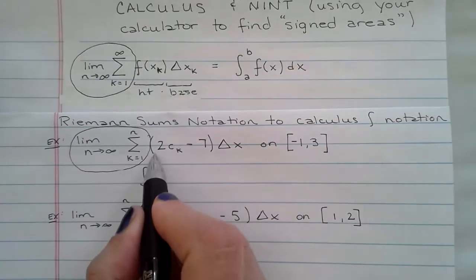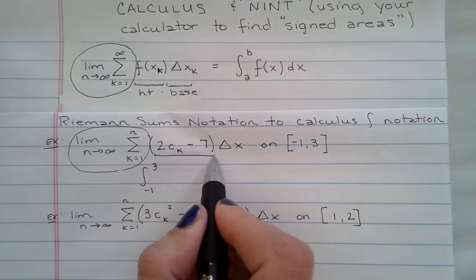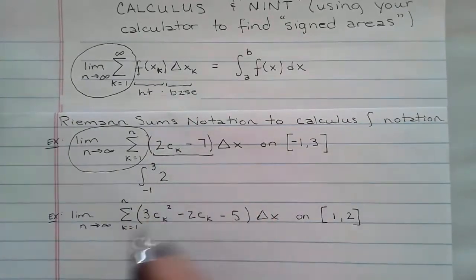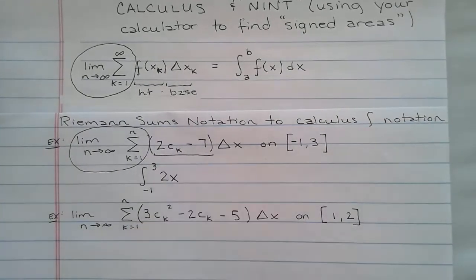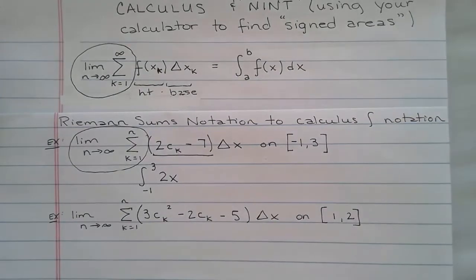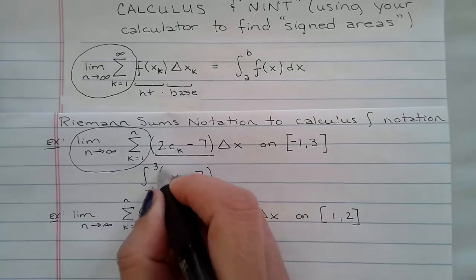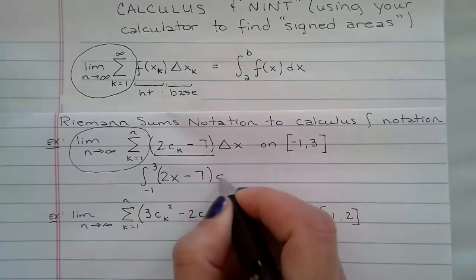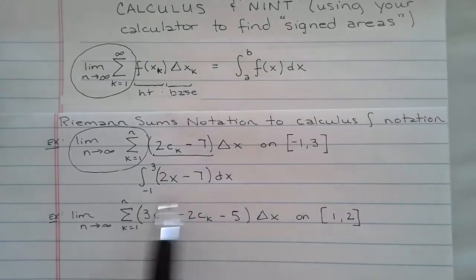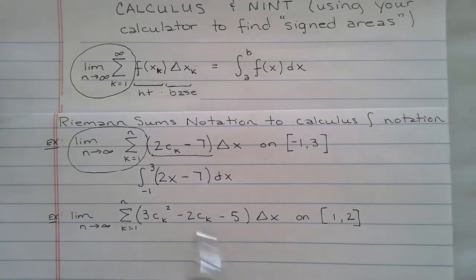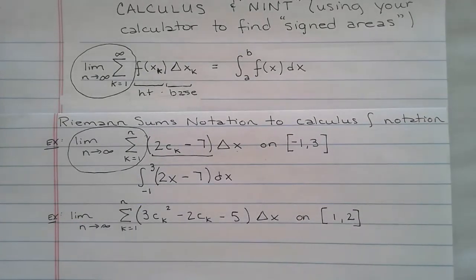And where we see this, that represents our height, I'm going to put 2, and instead of the c of k and all this stuff they're doing, it's just our x, right? That's just our x value. And so this is our function. And then instead of delta x, we'll write dx. And it's that easy, and then I'll show you how to get that in your calculator, right? So you don't have to look at this and do approximations anymore. You can change it to calculus and use your calculator.